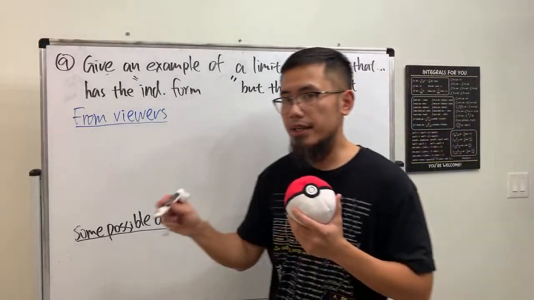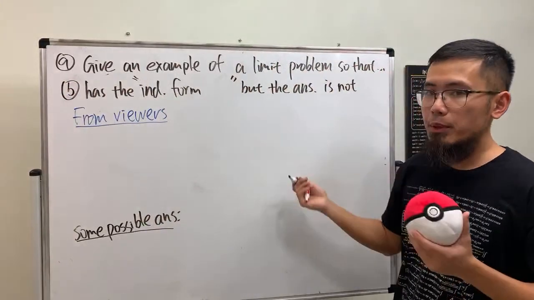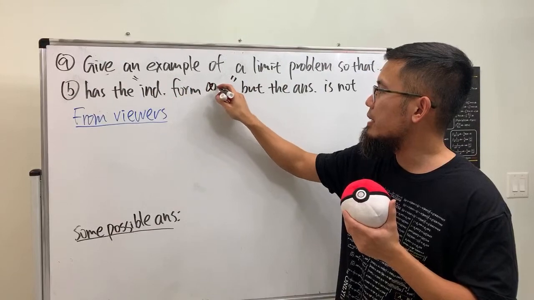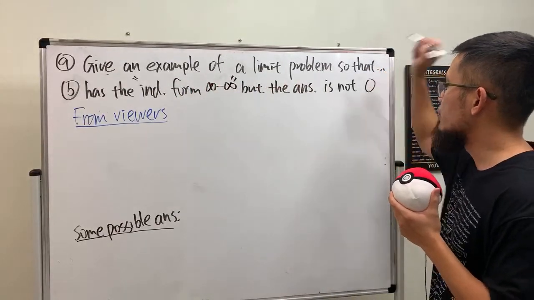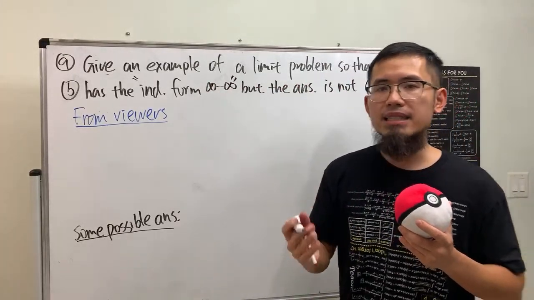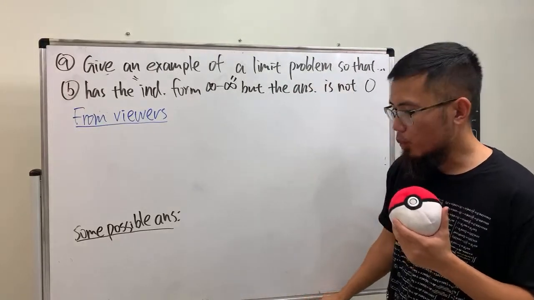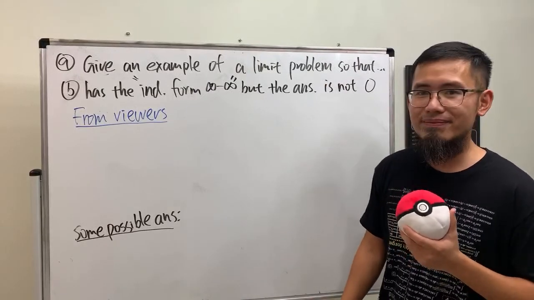All right, here we go. Here is part B. Give me an example of a limit problem so that it has the indeterminate form of infinity minus infinity, but the answer is not equal to 0. Infinity minus infinity, but the answer is not equal to 0. So what do you guys have in mind for this one?